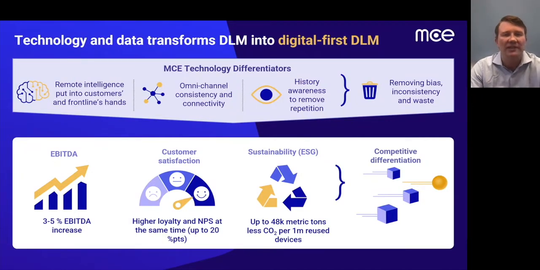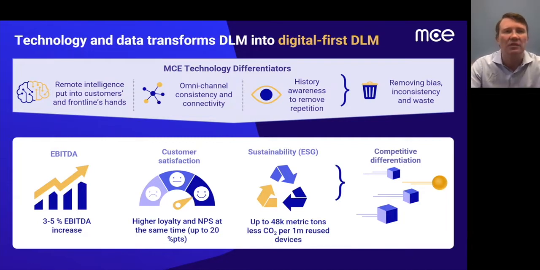So what we do is, we believe our customers deserve better. We put the intelligence where it belongs to solve the problems immediately, and we connect all those journeys to be omni-channel ready from day one. Of course, we are digital first, but we want to be connected, and we want to know what the customer did before. With that approach, we remove bias, inconsistency, and waste.